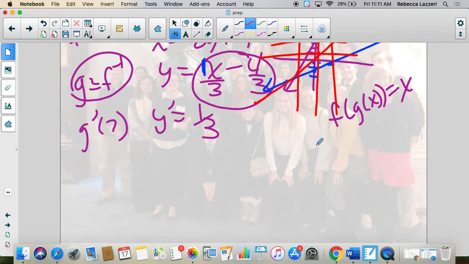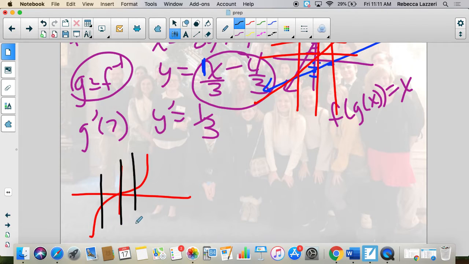So if a function is 1-to-1, you can easily switch all your x's and y's. Now, when you do the horizontal line test, you're checking to see if any of your y's repeat that are about to become your what? X's when you take the inverse, okay?